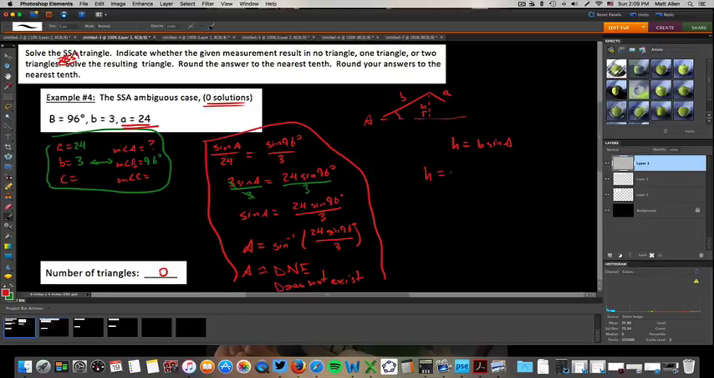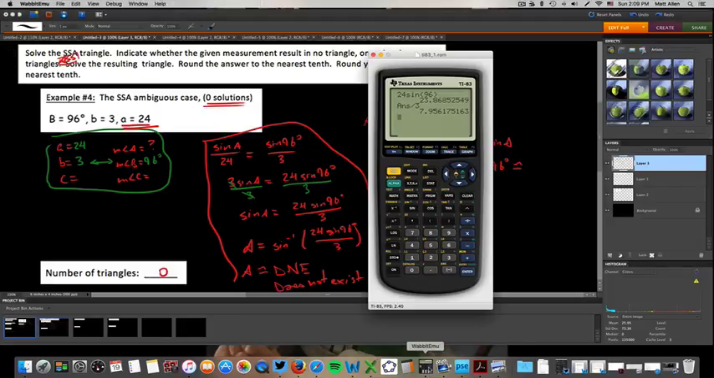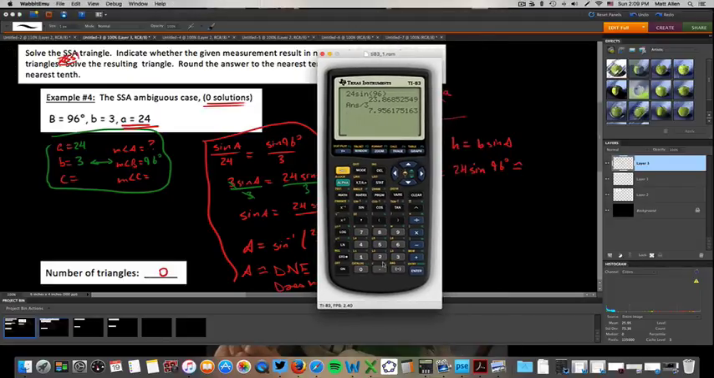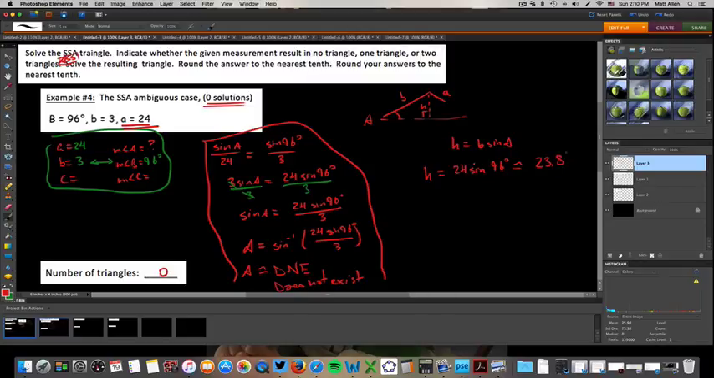So I get that h is 24 times the sine of my given angle, 96 degrees. 24 sine 96. And what I want you to see is that the height of our triangle would have been 23.8-ish. The only reason I mention this, whether units are inches, feet, whatever, is that when you look at the side opposite the angle, it's just so much shorter than our height that there's no possible way we could have made a triangle in the first place.